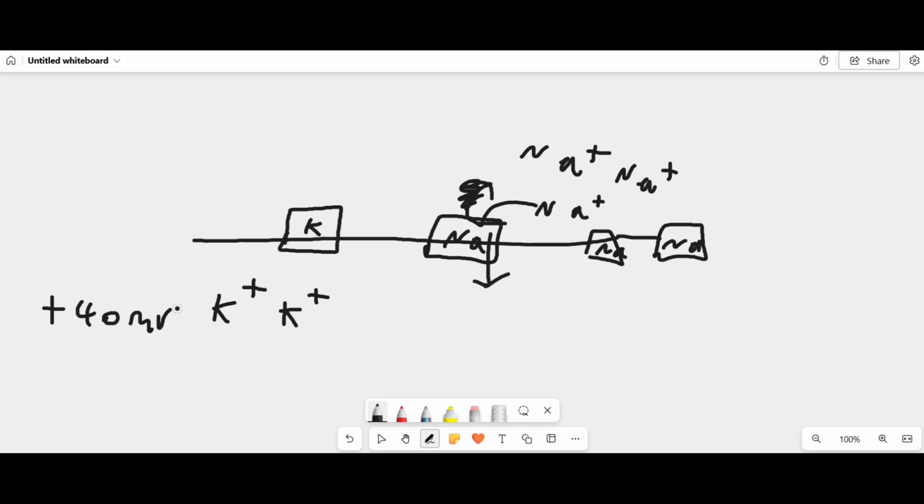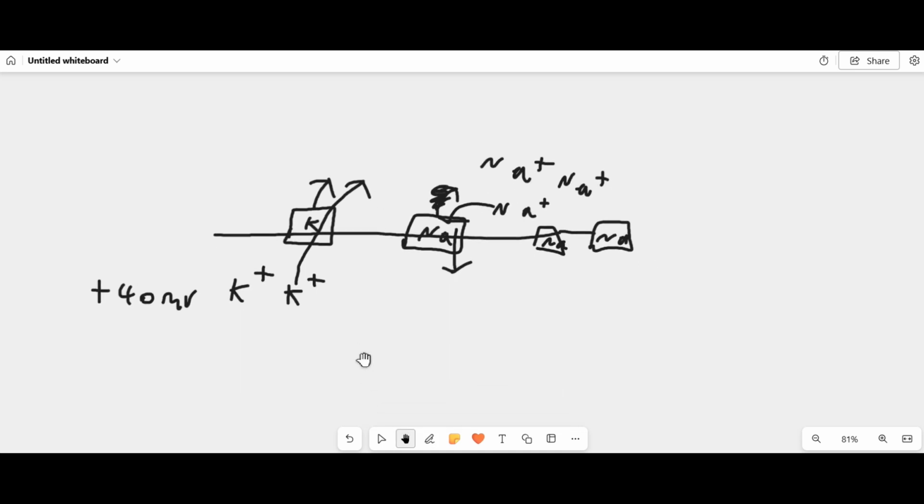Now you need to repolarize it. You need to make it negative again. So to make it negative again, the potassium channels are going to open now, and the sodium ones are going to close. Obviously, there's more potassium inside than outside here, so the potassium is going to move through the channel to the outside, which reduces the positive charge inside, which makes it more negative. And hence it's going to become more and more negative here.